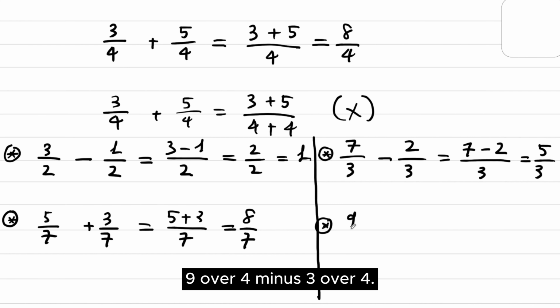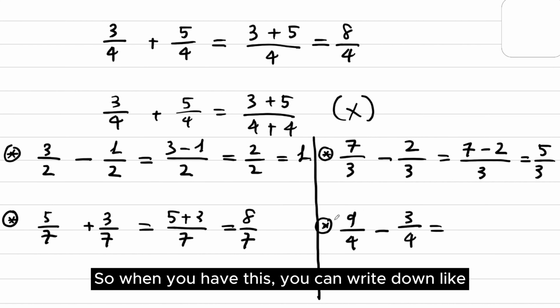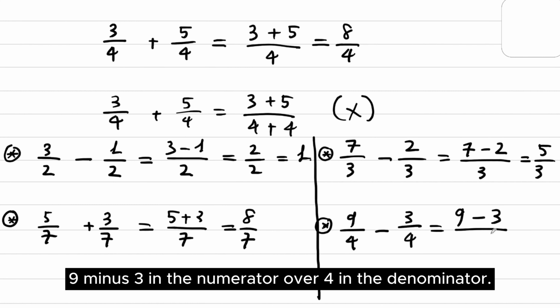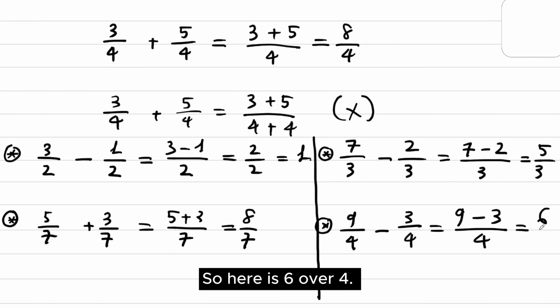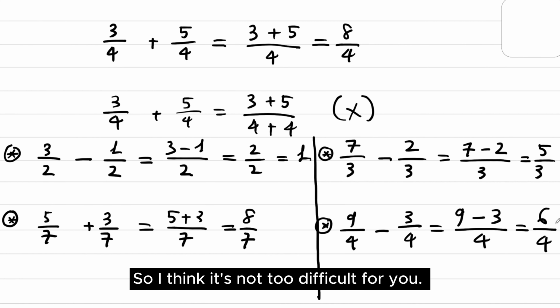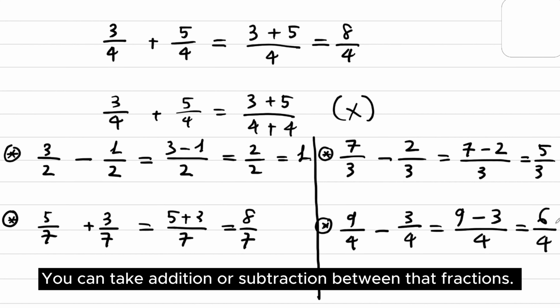Another one, 9 over 4 minus 3 over 4. When you have this, you can write out 9 minus 3 in the numerator over 4 in the denominator. So here is 6 over 4. So I think it's not too difficult for you. Yeah, when you have the same denominator, you can take addition or subtraction between those fractions.